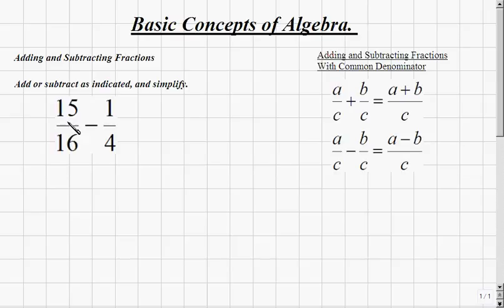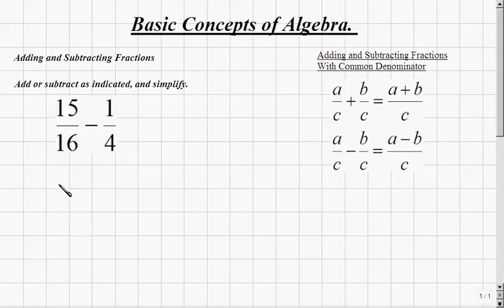Let's subtract the fractions 15/16 minus a quarter. We'd like to use our rule on the right for subtracting fractions, but our rule on the right is for common denominators. In other words, if we have a fraction over the common denominator we're subtracting, then it tells us to subtract the numerators over the common denominator.